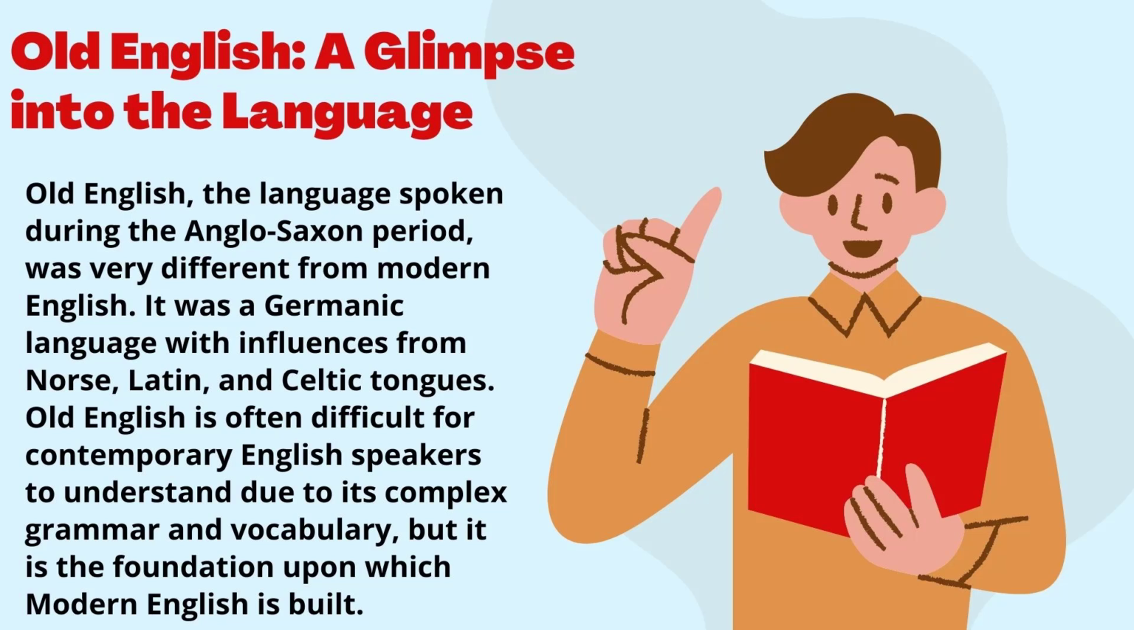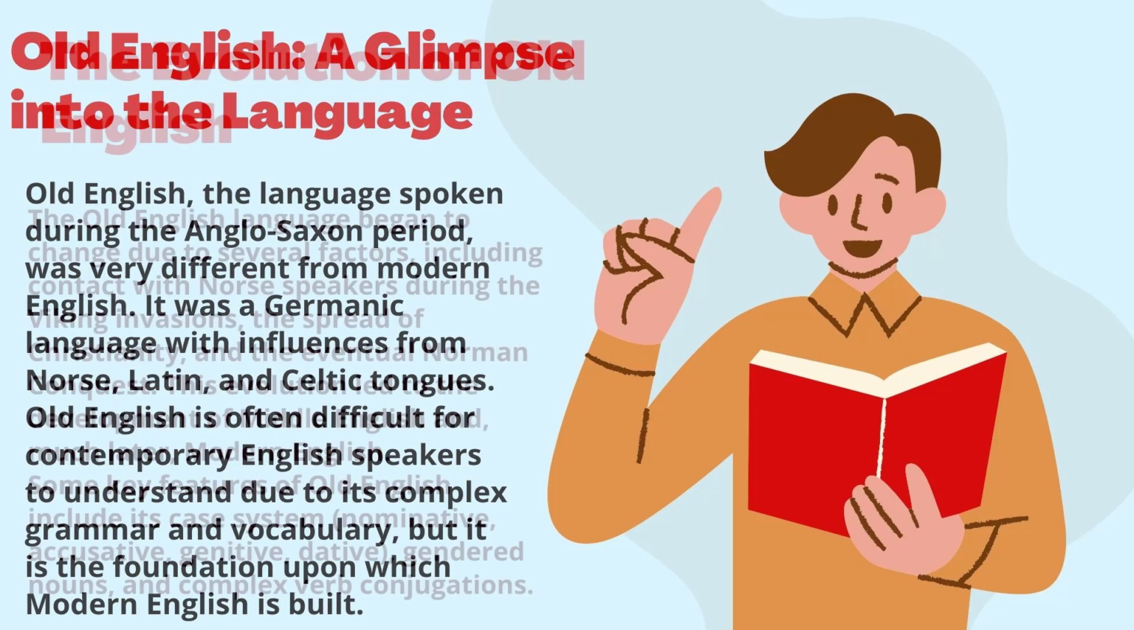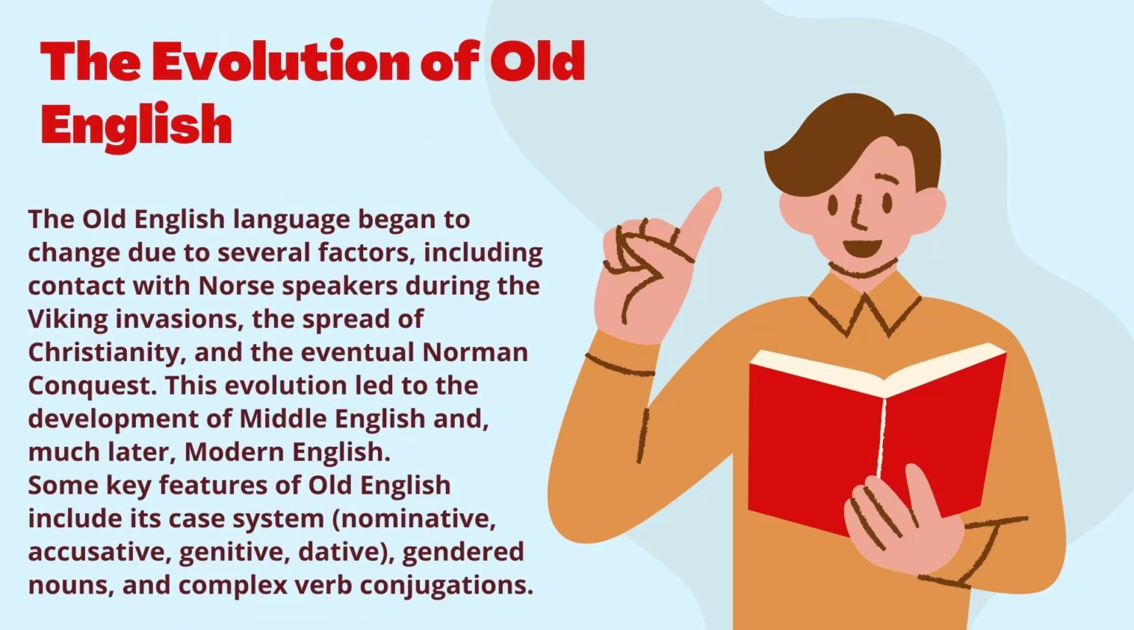This language was primarily spoken, but over time it was written down using a runic alphabet, later replaced by the Latin alphabet. The evolution of Old English. The Old English language began to change due to several factors, including contact with Norse speakers during the Viking invasions, the spread of Christianity, and the eventual Norman Conquest. This evolution led to the development of Middle English and much later Modern English. Some key features of Old English include its case system. However, much of the Old English lexicon still survives in modern English.